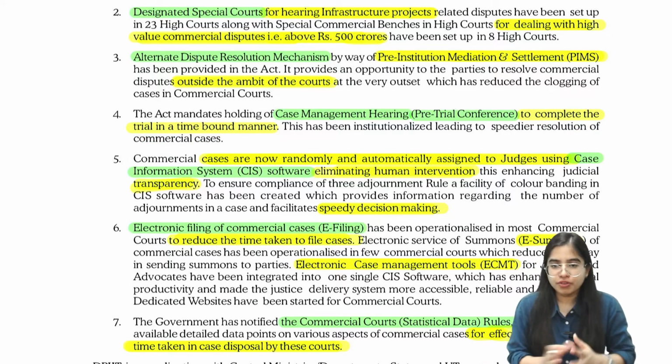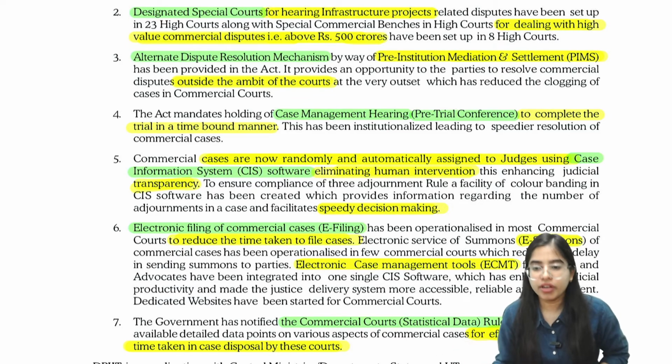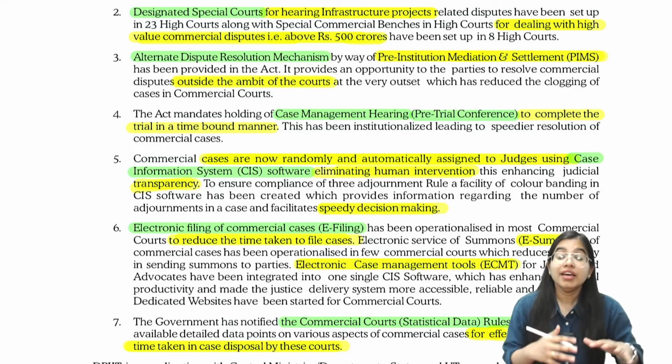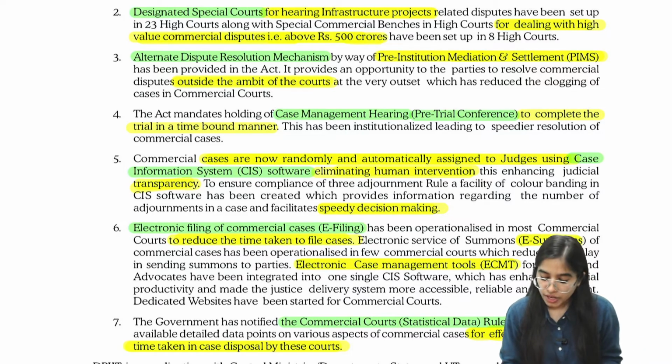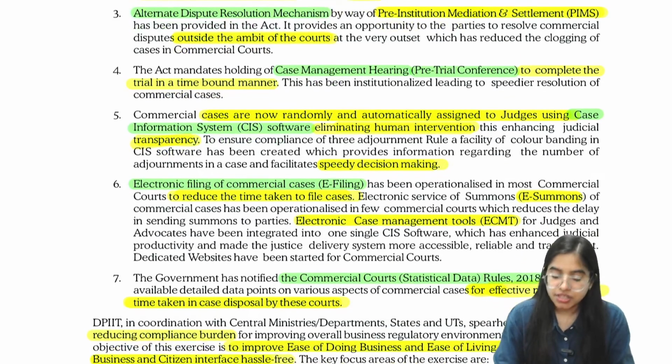If you do a pre-trial conference, a meeting before actually holding a hearing, then you will be able to discuss the matter, and it will help you solve your case in a time bound manner. This will help to solve all the commercial cases in a time bound manner. Next is, nowadays, all your case details, your case updation, you can see online.